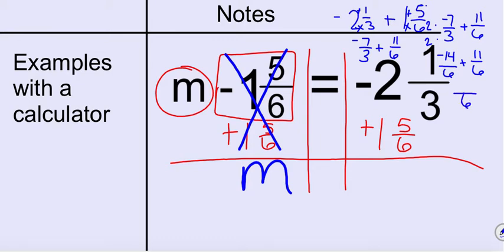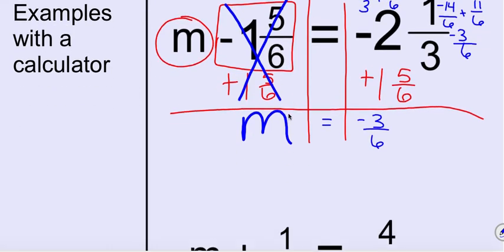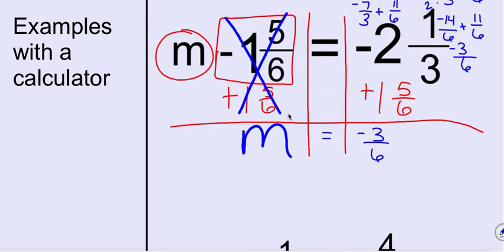And I have to figure out, well, what is negative 14 and a positive 11? There are more negatives, so the negatives are going to win, and there's more by 3. So my answer to this is negative 3/6. But if your teacher is like anybody else, you are going to want to reduce that. So you're going to have m equals negative 1/2.